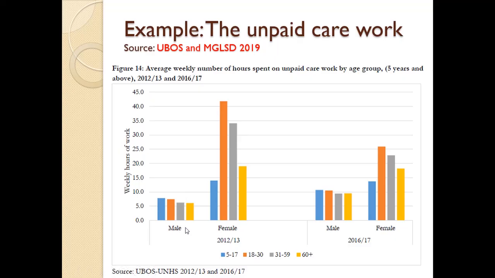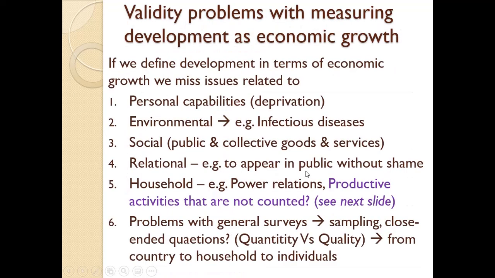So there are changes that have been happening, but still, the point was that if we measure development in terms of economic growth, there are many validity problems with such measurements, and we miss out. The problems with general surveys are issues of sampling, quantitative and qualitative, and then we miss out some individual factors or individual measures that would have given us a bigger or better picture of what development is for individuals, households, or at national level.